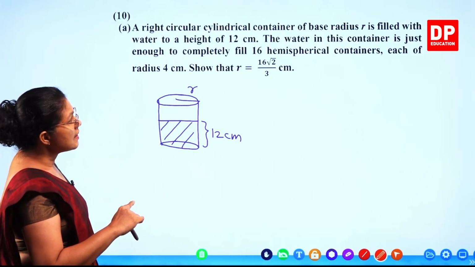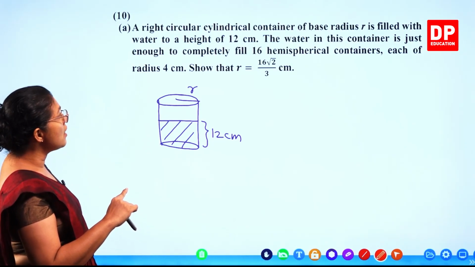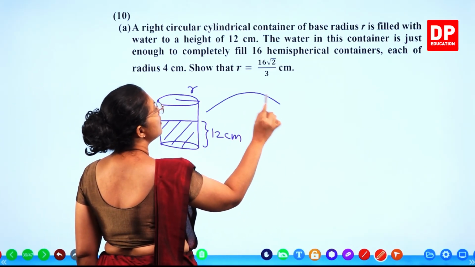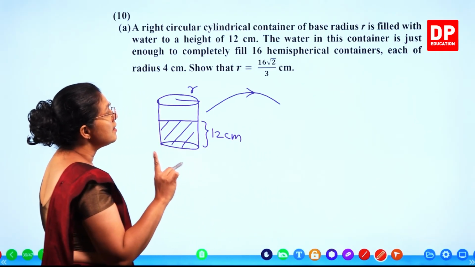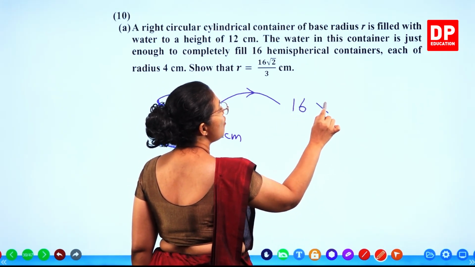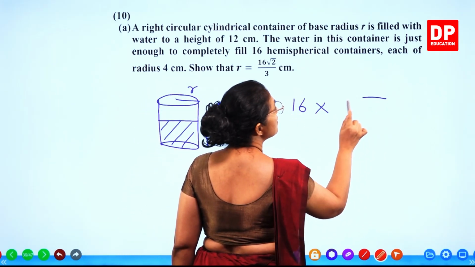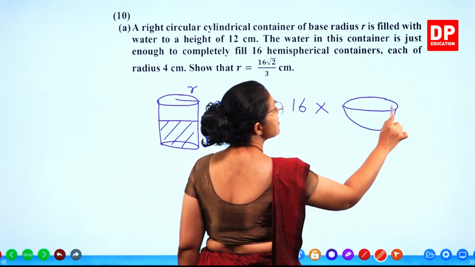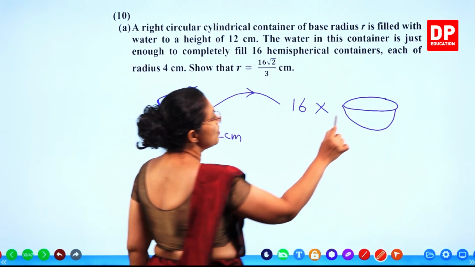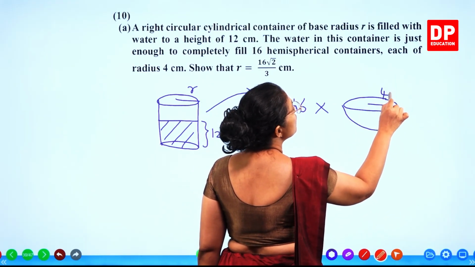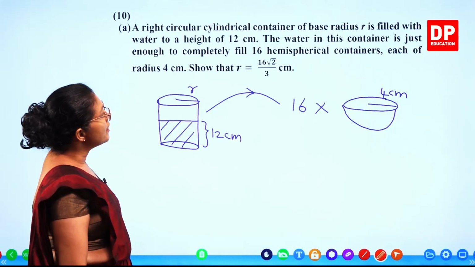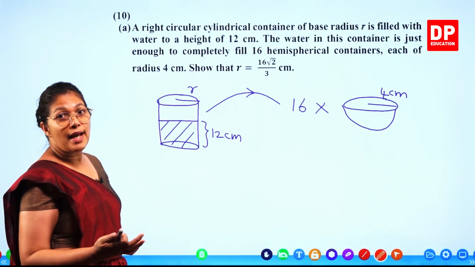The water in this container is just enough to completely fill 16 hemispherical containers, each of radius 4 centimeters. Show that R equals this. So what can we write?